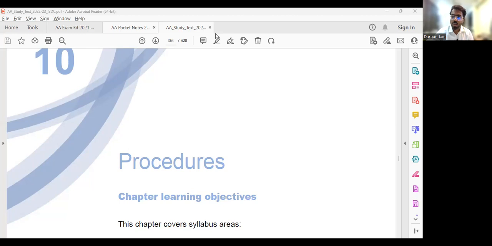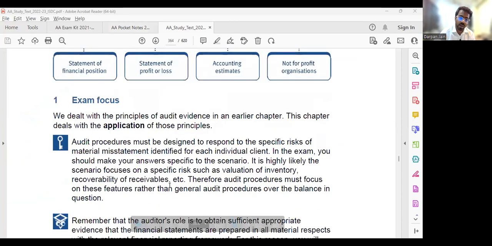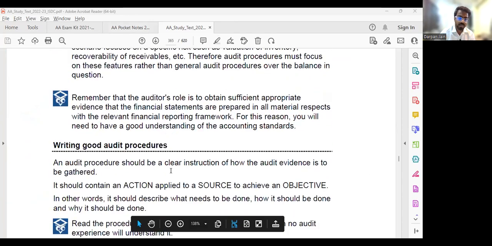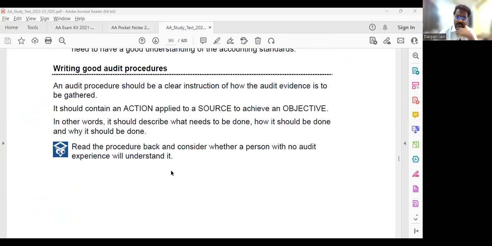All right. Okay. Now let's go into this chapter and let's read about procedures. See, writing good audit procedures. Read there. An audit procedure should be a clear instruction of how the audit evidence is to be gathered. It should be a clear instruction of how you are gathering your audit evidence.